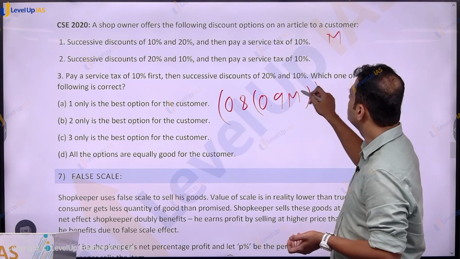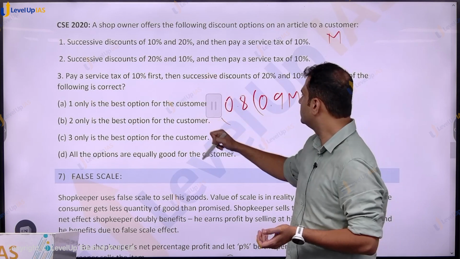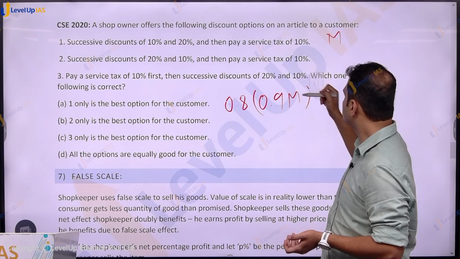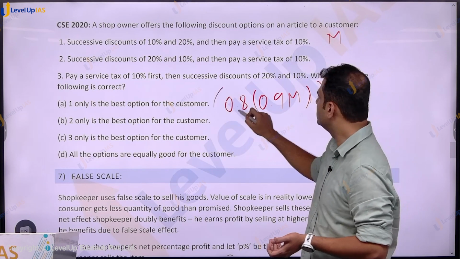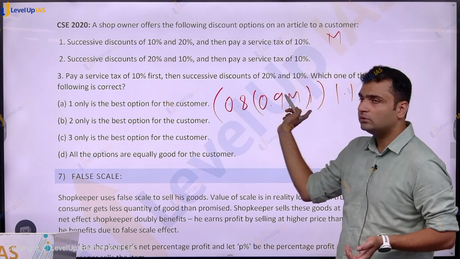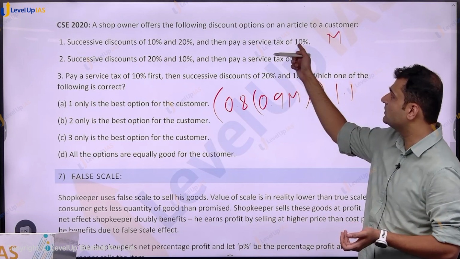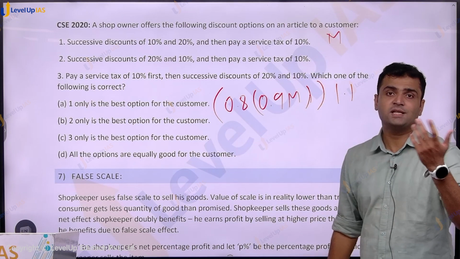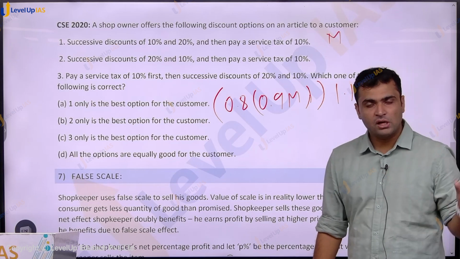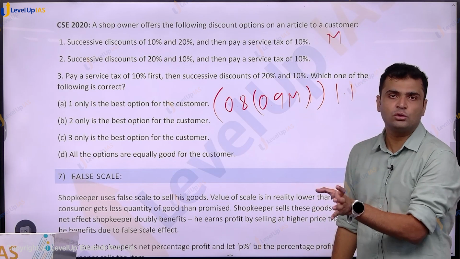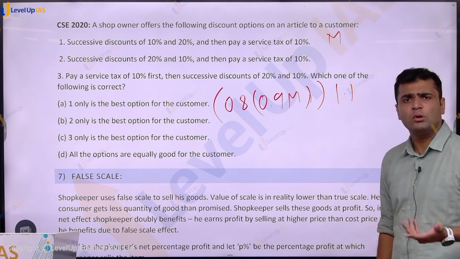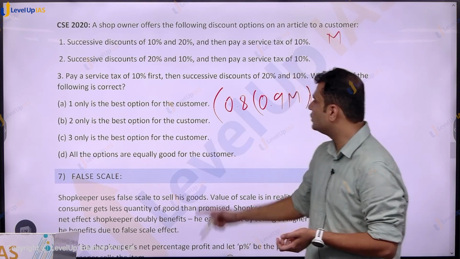And on this tax of 1.1, the amount becomes 1.1 times the price, which is a service tax of 10%. 10% tax has to be paid, na? So the price of 100 becomes 110. So the 1 becomes 1.1. That is the 10%. That's option number 1.